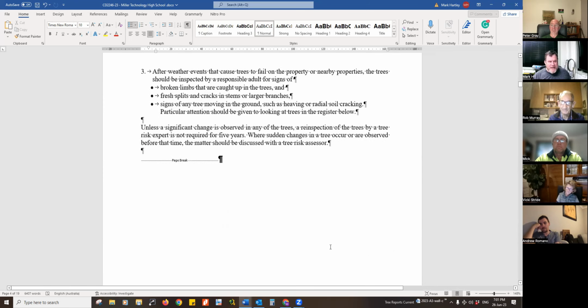I have an answer for that in writing. Unless a significant change is observed in any of the trees, a re-inspection of the trees by a risk expert is not required for 5 years. Now, I've assumed there's no matters that are going to degrade rapidly in that process. There are times when that comes down to 2 years or 1 year, but almost all schools are at 5 years for me. That said, almost all principals would far rather me go around, look at all the trees and do the assessment than have to do it themselves.